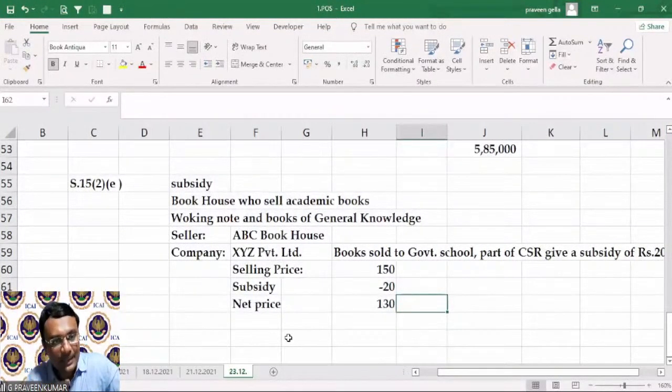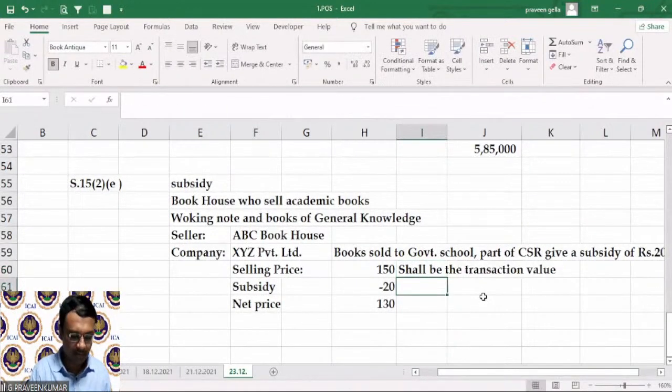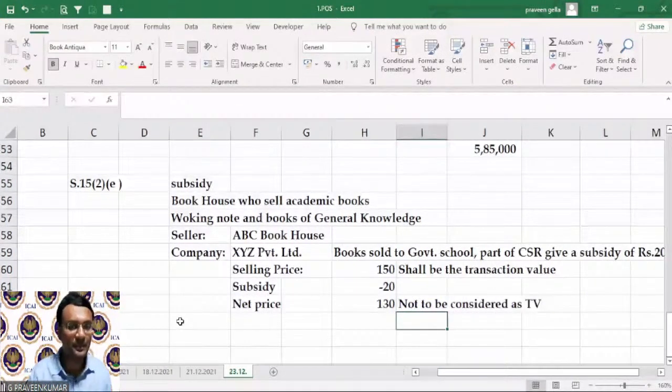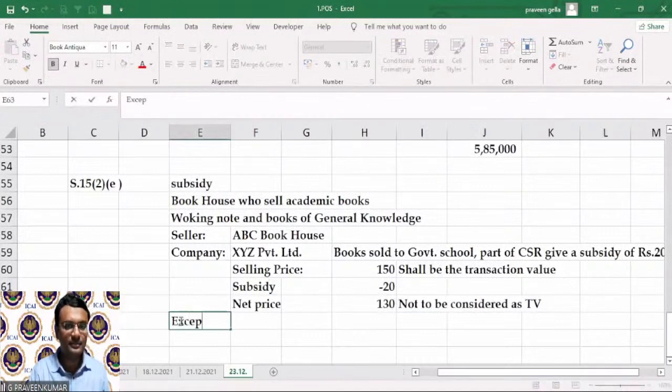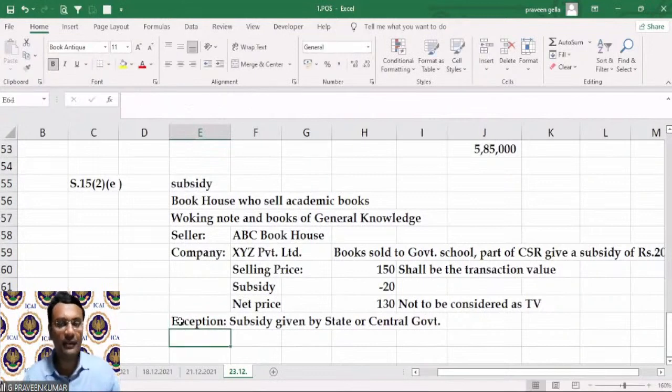Now, this particular section says that, look, the 20 was given as a subsidy that also forms part of my transaction value. By virtue of this particular clause, this 150 shall be the transaction value. 130 not to be considered as TV. Now, exception to this rule: subsidy given by state or central government. This alone is kept away from the purpose of levy of GST.